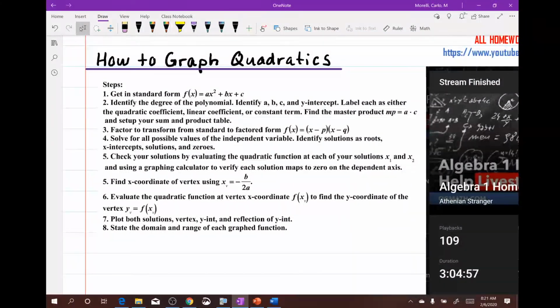Now, how to graph quadratics. It might seem ridiculous, but these are the steps, ladies and gentlemen. So we're going to go through some examples and do these steps. But first I want to highlight something.